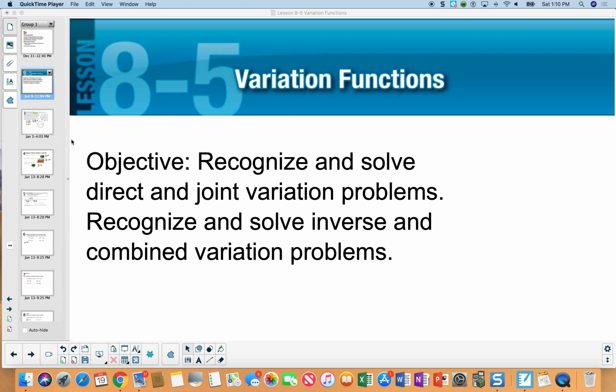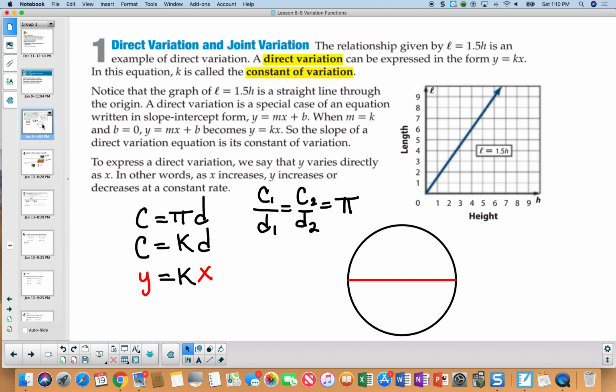Lesson 8-5, Variation Functions. Objective: recognize and solve direct and joint variation problems. Recognize and solve inverse variation problems. Let's take a look at this word, direct variation.